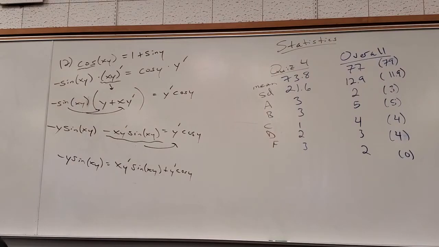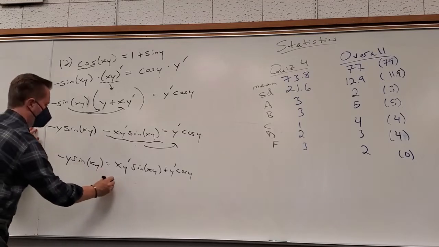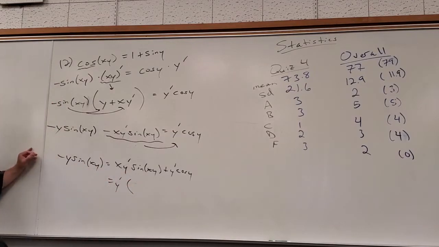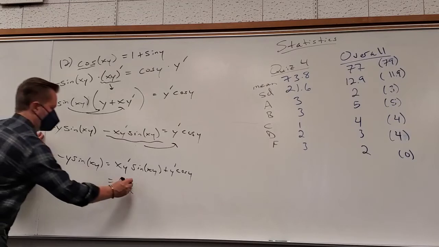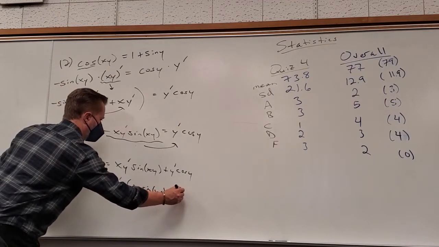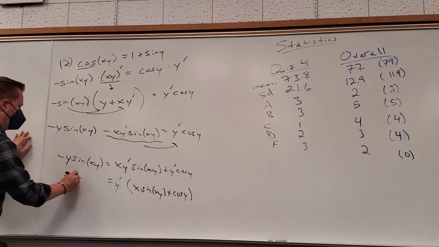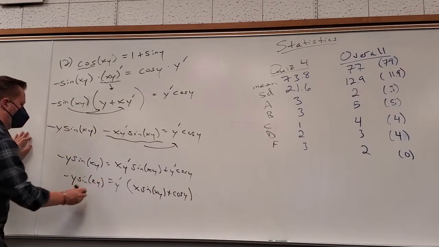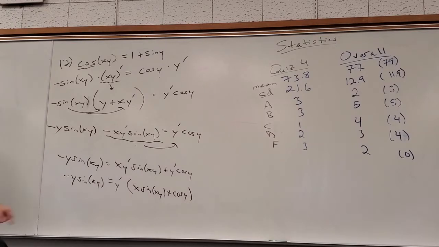Now, those aren't like terms, but I don't care. How many y primes are up there? 2. 1. There's one y prime up there. It's just been distributed, correct? It's only undistributed. X, y, plus cosine. All right, and then you just divide by this stuff. Right?